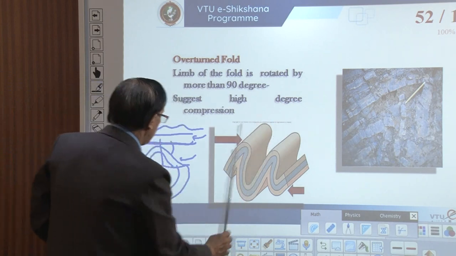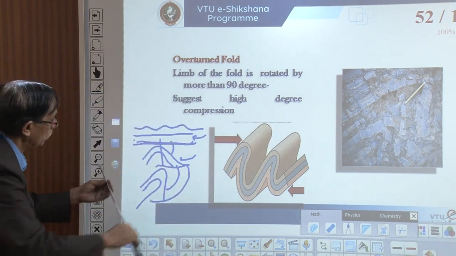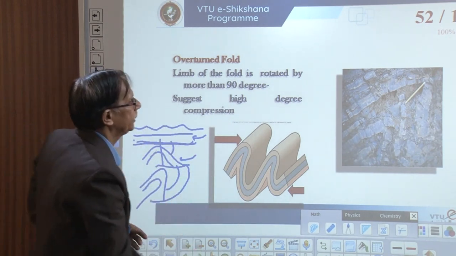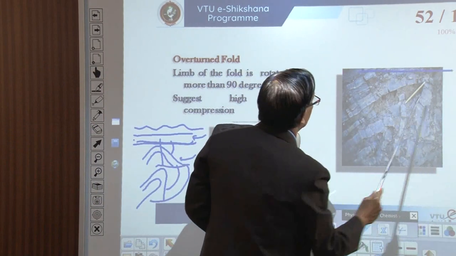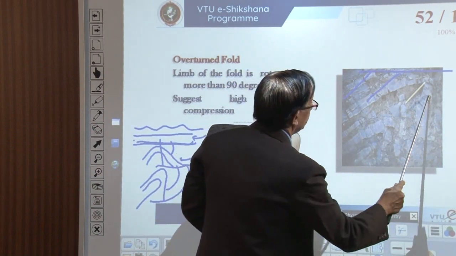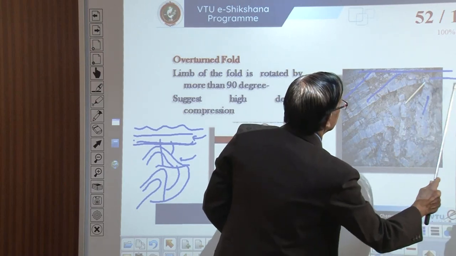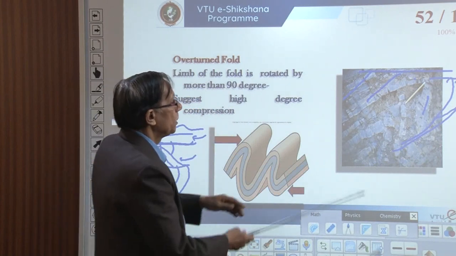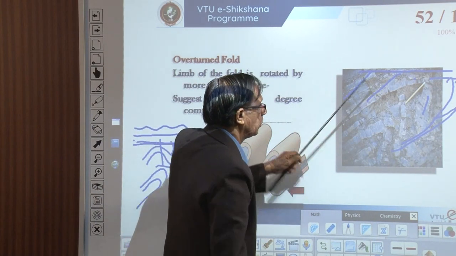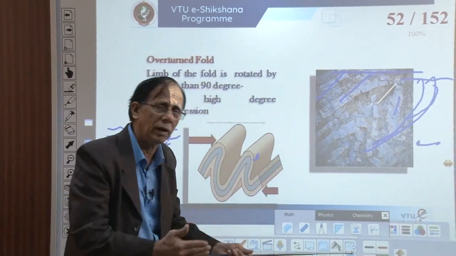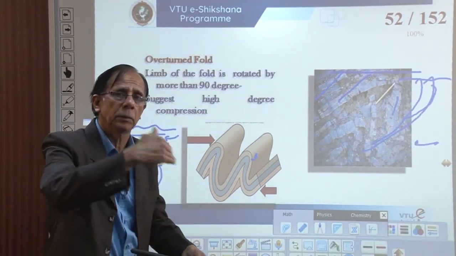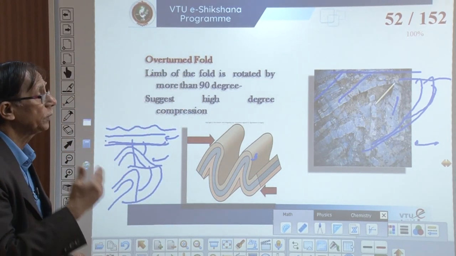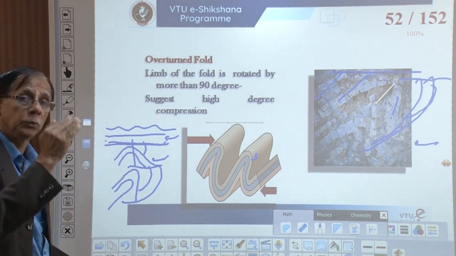When one of the limbs is rotated and moved from its normal position, we call it overturned. In this case, if this is the ground, these layers are not overturned. Only these layers should have been like this, but they have turned, overturned. It means the pressure from this side is normal, whereas the pressure from this side is so high that they have bent and overturned. It means I get some idea about the pressure distribution, which was therefore not uniform.